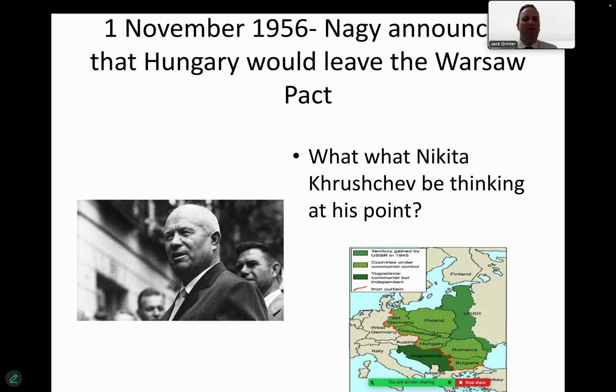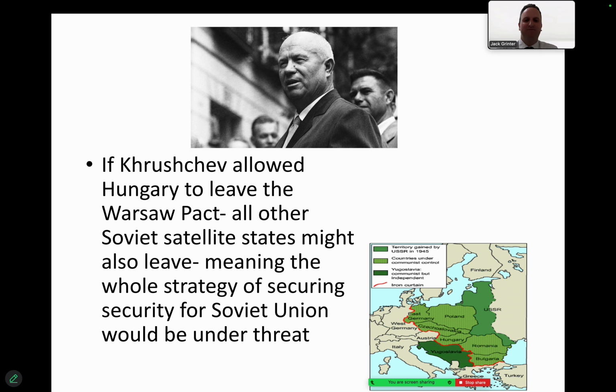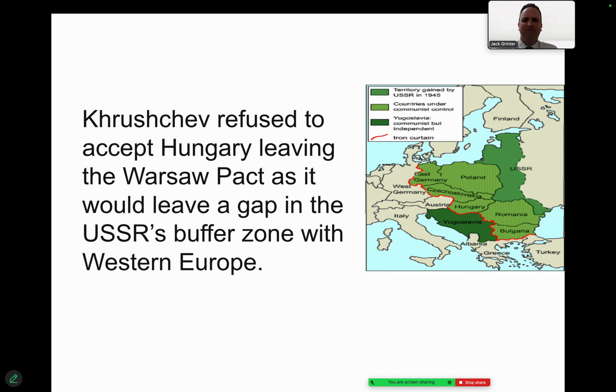And you've got to think at this point, for Khrushchev, if he allows them to leave the Warsaw Pact, won't Poland, Czechoslovakia, Romania, Bulgaria also do the same thing? And would it weaken the Soviet Union? They'd no longer have that buffer zone. So, yeah, just what I explained there.